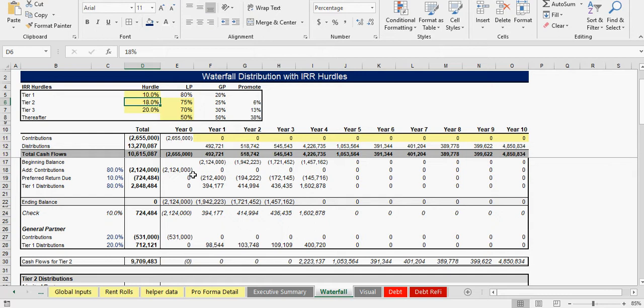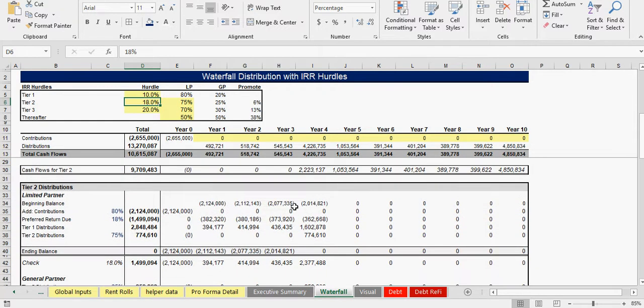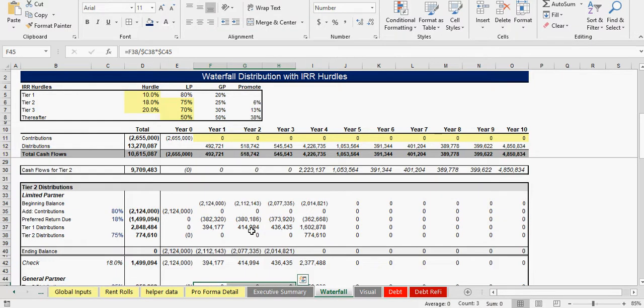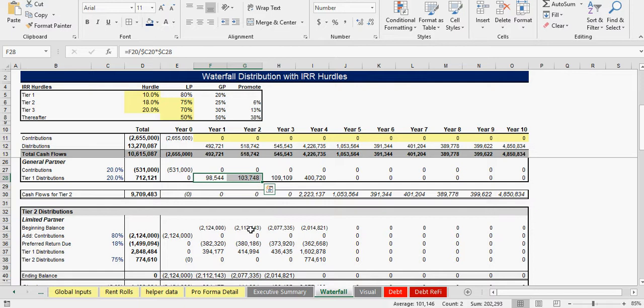Now our next tier is 18%, so that's tier 2. So we're going to say, okay, how is this 2.2 million going to be split? Well, from 10% up to 18%, we want to split it 75-25. So all this cash, the 2.2 million, is from 10 to 18%, but not over 18%. And you can see how that just basically splits in the same year. So here's all our other distributions we already calculated for tier 1. We can see the GP for tier 2 is not getting any tier 2. They got tier 1 here, but we're not going to add any more.